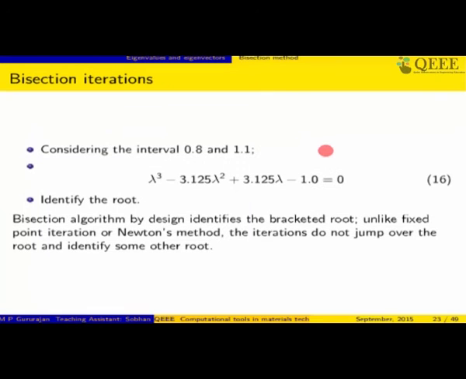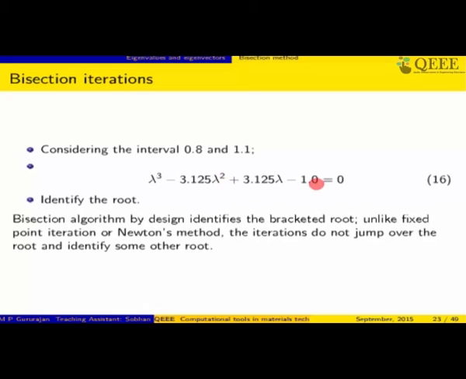Okay, so let us take the polynomial lambda cubed minus 3.125 lambda squared plus 3.125 lambda minus 1 equal to 0, for which we are trying to find the eigenvalues. Now I'll choose the value of A as 0.8 and the value of B as 1.1, and you can identify the root. As compared to Newton's method, for example, there is no derivative function and there are no several evaluations, because Newton's method uses x minus f of x divided by f prime of x.